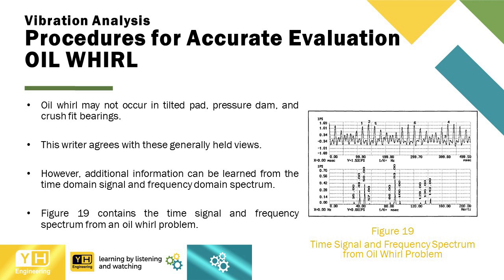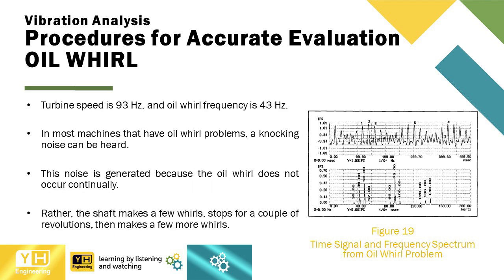However, additional information can be learned from the time domain signal and frequency domain spectrum. Figure 19 contains the time signal and frequency spectrum from an oil whirl problem. Turbine speed is 93 Hz, and oil whirl frequency is 43 Hz.